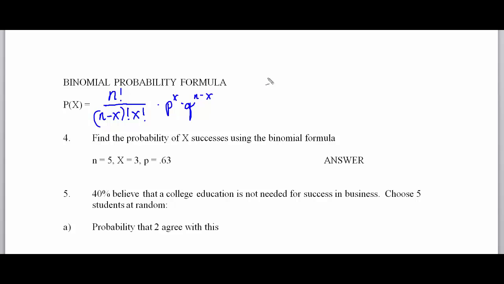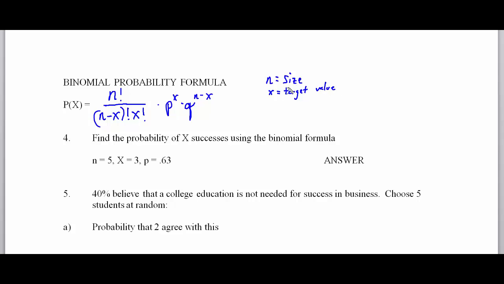I'll do a little cursive q here, but they will not tell you what each of these letters mean. What these letters stand for is n is going to be the size of your sample, the number of people or the number of trials you are working with. X is your target value. This is what you're going to consider to be your goal of seeing.